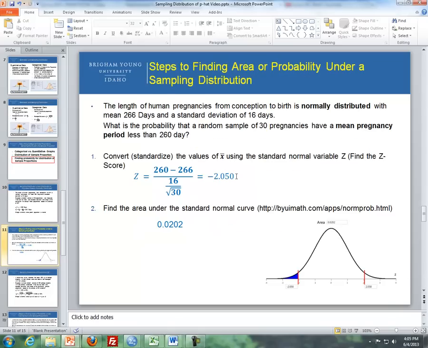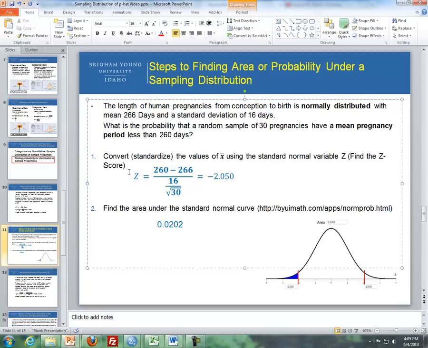Now we can also find area under a distribution of sample means curve. We can go through this example similarly to what we've seen from the last page, finding the z-score and getting a probability. So going back to this problem where the mean is 266 days and the standard deviation is 16 days, what is the probability that a random sample of 30 pregnancies has a mean pregnancy period less than 260 days?